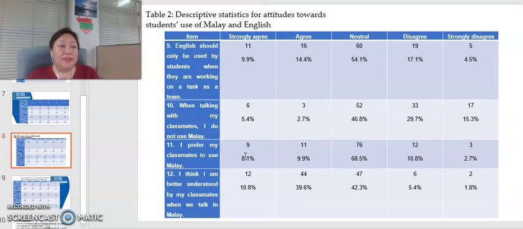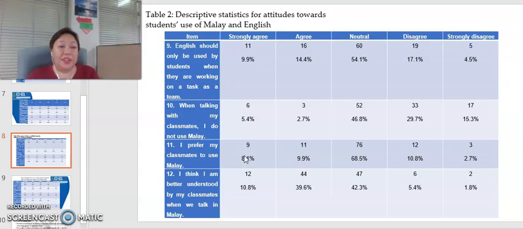In table 2, this is the descriptive statistic for attitude towards student use of Malay in English. For question 9, English should only be used by students when they are working on a task as a team. The response gathered here is neutral as well. 54% of the students are neutral in the use of English.